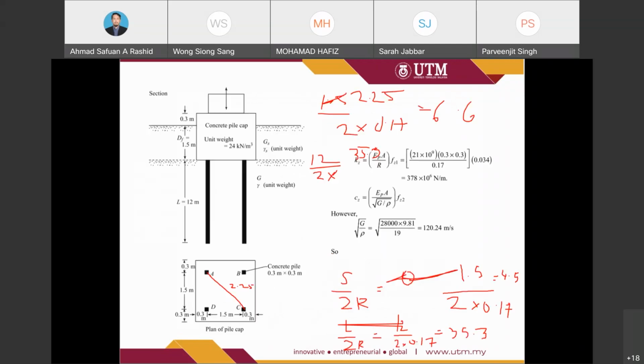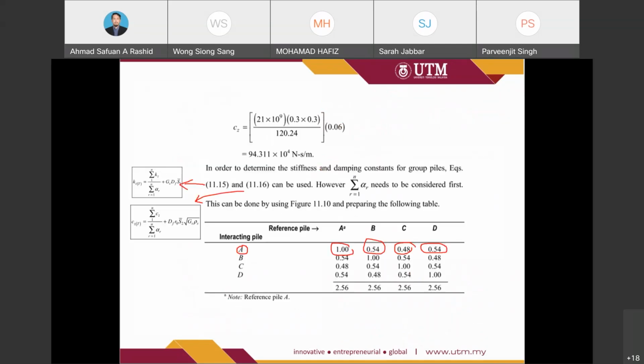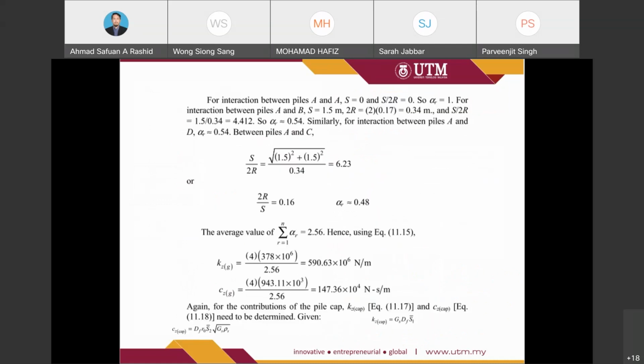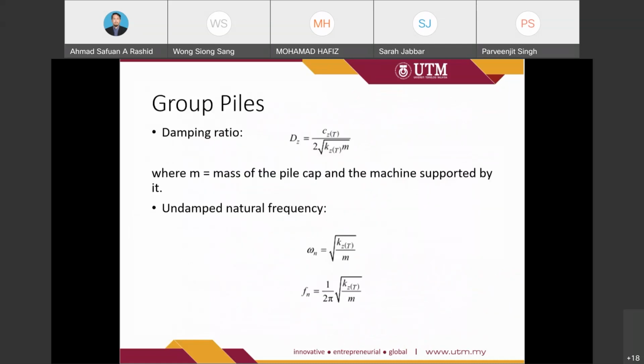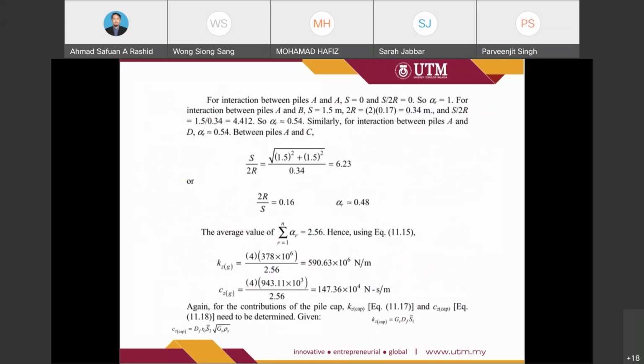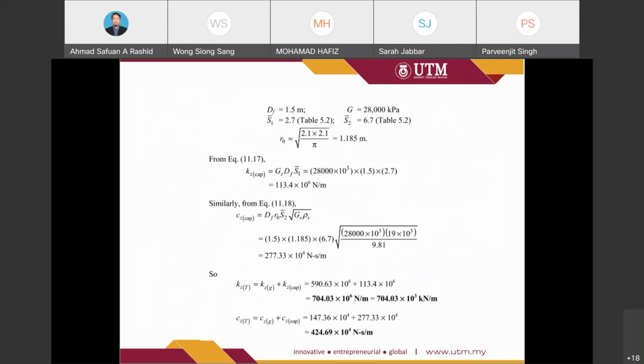So what does it mean with Df? Df is the height of the pile caps, the height from the base to the surface. And then we have the G. S1, we need to refer to the table here, 2.7, where the Poisson ratio is equal to 0.5, 2.7, and S2 is 6.7.